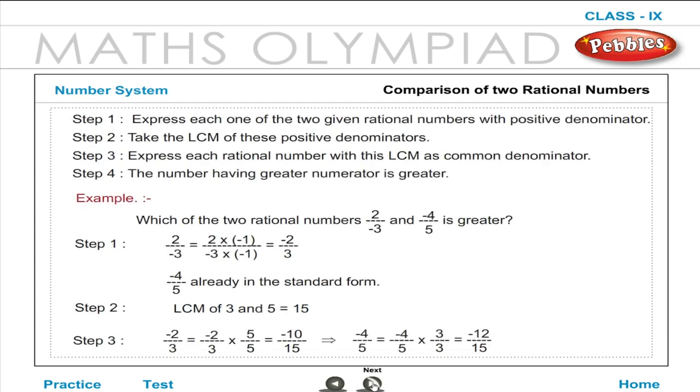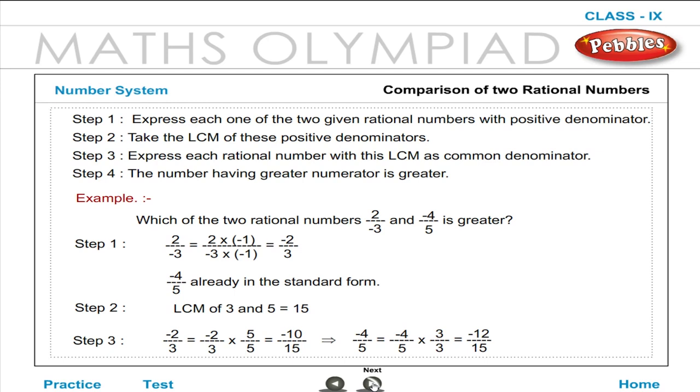Comparison of two rational numbers. Step 1. Express each of the two given rational numbers with a positive denominator. Step 2. Take the LCM of these positive denominators. Step 3. Express each rational number with this LCM as the common denominator. Step 4. The number having the greater numerator is greater.